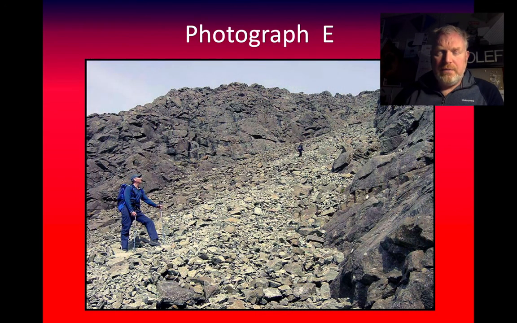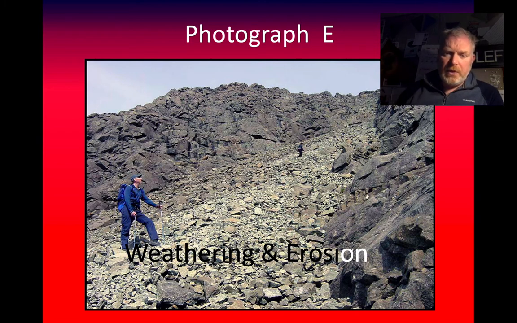In photograph E, we see weathering and erosion going on. So there is bedrock in the cliffs around this climber. Rocks there are being weathered, so they're being weakened as they're exposed to the harsh climates you'll get on top of mountains. And they're starting to break off and roll down the hill there, forming what we call a scree slope. So this is the process of weathering and erosion.